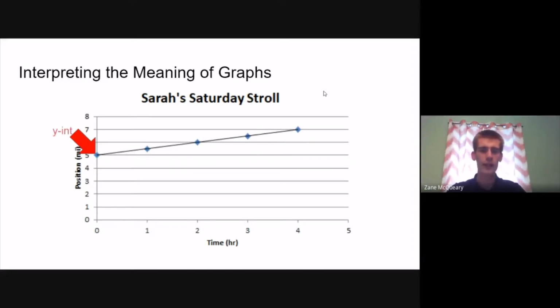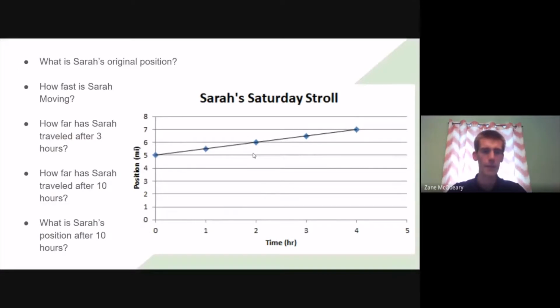We can clearly see the slope. We can calculate that slope as going up 1 over 2. So the slope is 1/2. But what does that mean? Well, plug that in our equation. Let's answer some questions about Sarah's Saturday stroll.